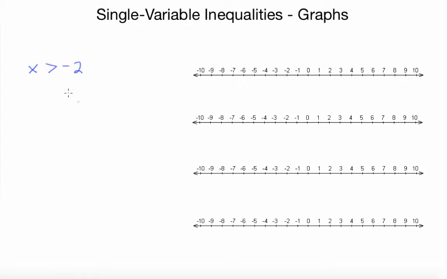Okay, so thinking about this, it's opening up towards x, so x is greater, and I want all the numbers that are greater than negative 2. Well, if I think on a number line, we get greater as we go to the right. That's where numbers get greater, right? 1, 2, 3, 4, 5. They get bigger and bigger as I go to the right, and they get less as we go to the left.